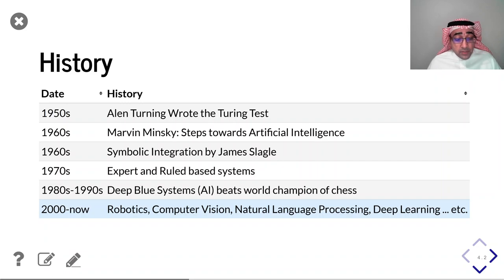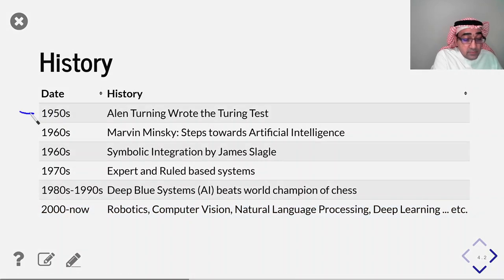So the history of artificial intelligence actually started from the 1950s. Okay, so in the 1950s, Alan Turing wrote the Turing test. And we're going to talk about the Turing test. That is the key point where artificial intelligence started, because he laid the foundation by which humans can determine the difference between artificial intelligence and human intelligence.